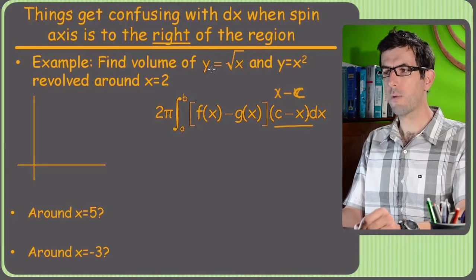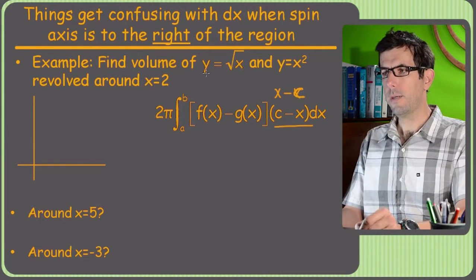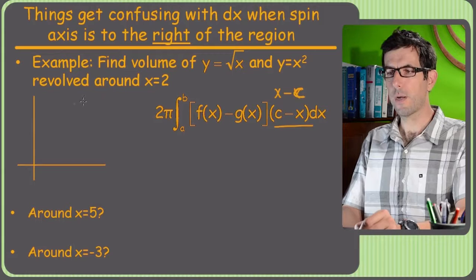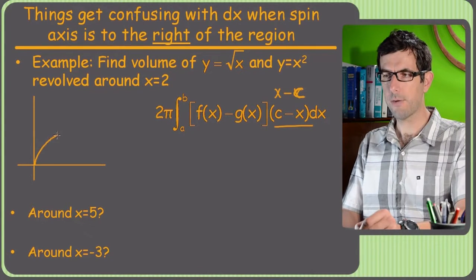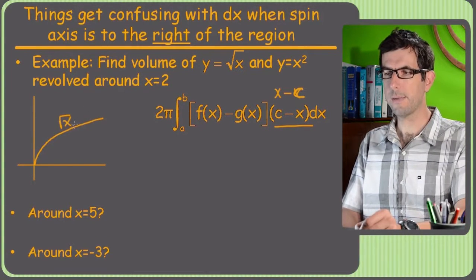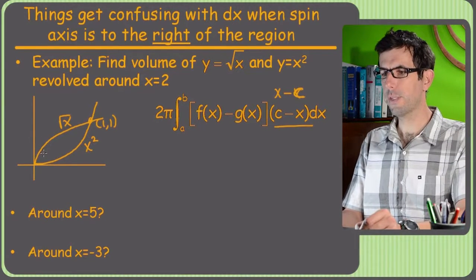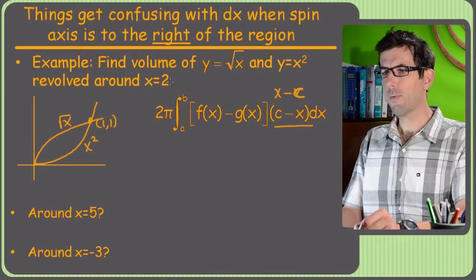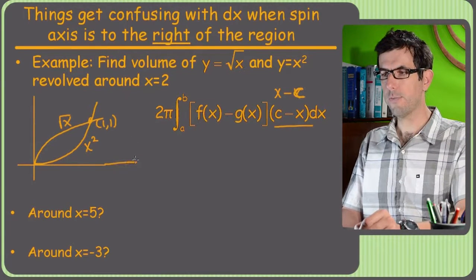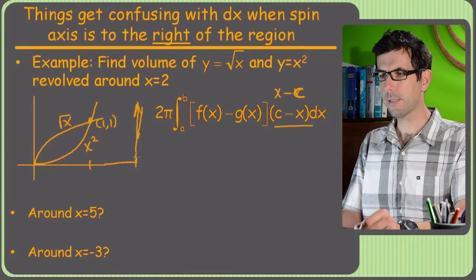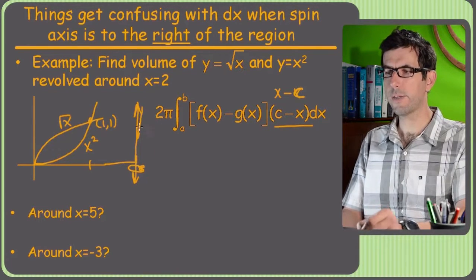All right, so let's draw our region and see what happens. So we got y equals root x and x squared, two of my favorite curves. That's the square root of x, and this is x squared. And this point is 1 comma 1, which makes our limits of integration nice and easy. All right, so there's our region. And we're spinning it around x equals 2. So that's over here. That's x equals 1. Here's x equals 2. Oops, not a very good spin axis. And there's a little curly cue to indicate that's our spin axis.